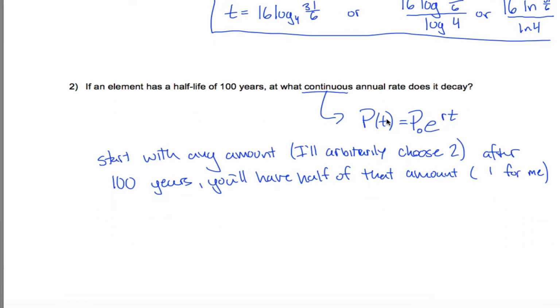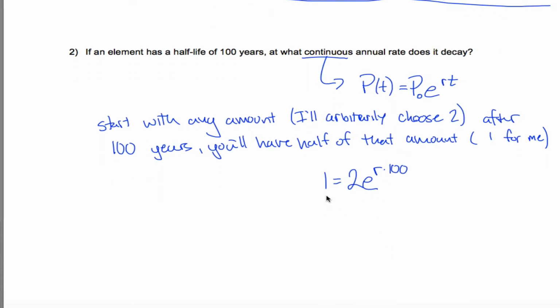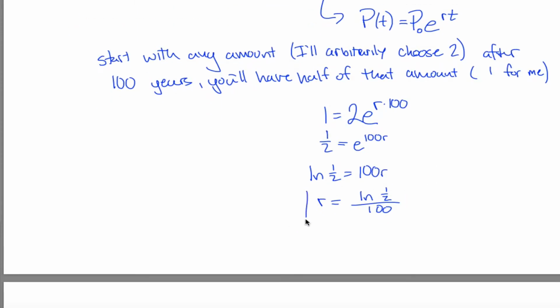So what I'm saying is when I use this formula right here, the amount I have after 100 years is just 1. That's equal to the amount that I started out with times e raised to the r times t, which is 100. So really all I have to do is solve this equation for r. I can do that by first dividing both sides by 2, then taking the natural log of both sides, and then dividing by 100. So r is equal to the natural log of 1/2 divided by 100. This is a decimal. I don't really care if you leave it as a decimal or convert it to a percentage. I'm just going to say r equals this and call that good.